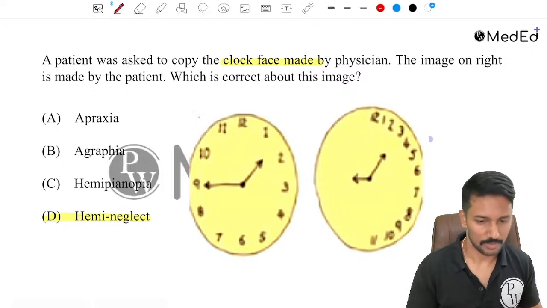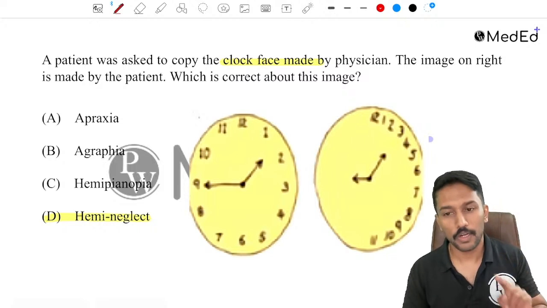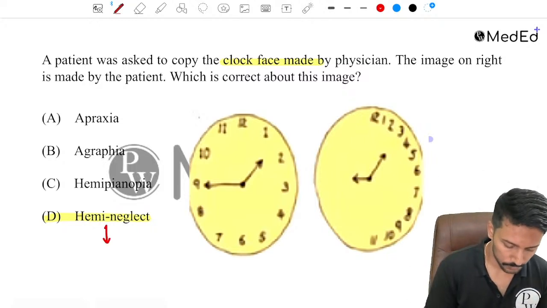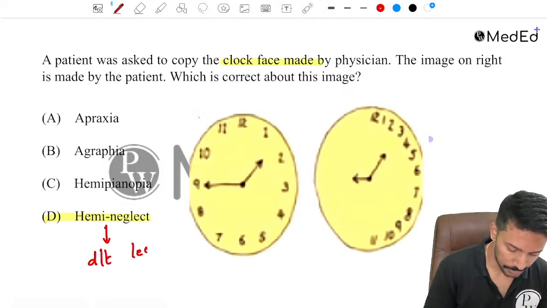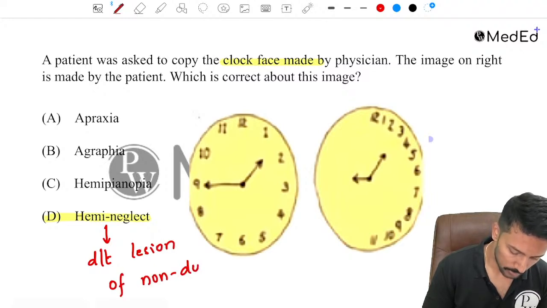Now one last question. This is a simple answer, but where do we see that? It is due to lesion of non-dominant parietal lobe.